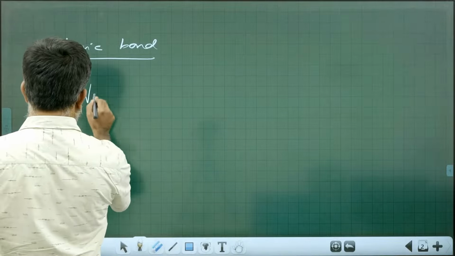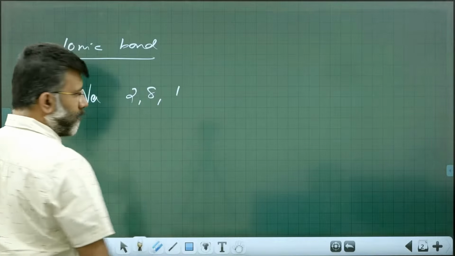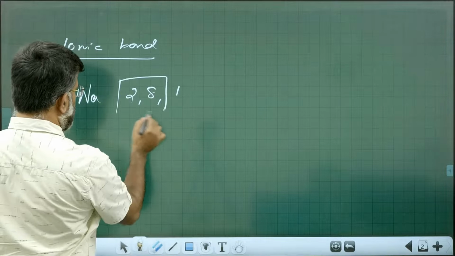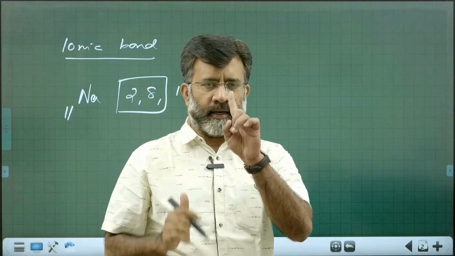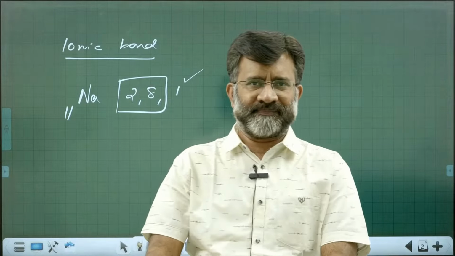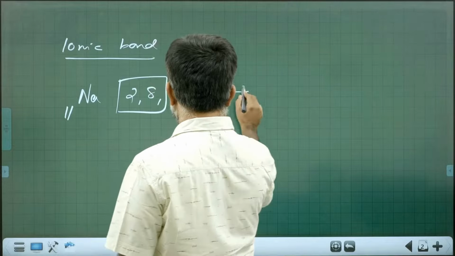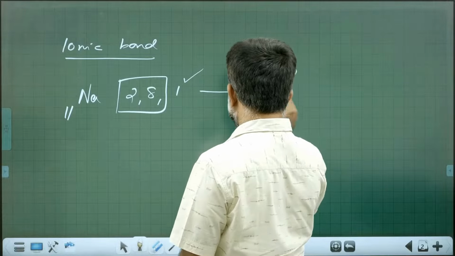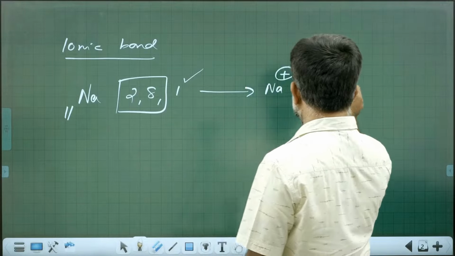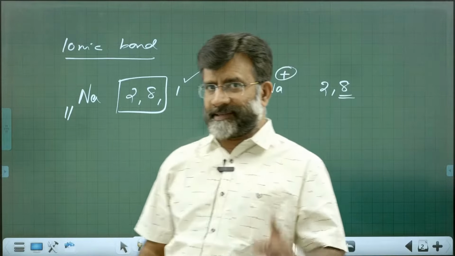If you take sodium, atomic number 11, it is 2,8,1. This is the inner configuration and this is the valence shell configuration containing one electron in the valence shell. And it loses that one electron. It loses that one electron and is converted to Na plus. And now it is having 10 electrons, 2-8 system. You know what is the importance of 2-8 system?